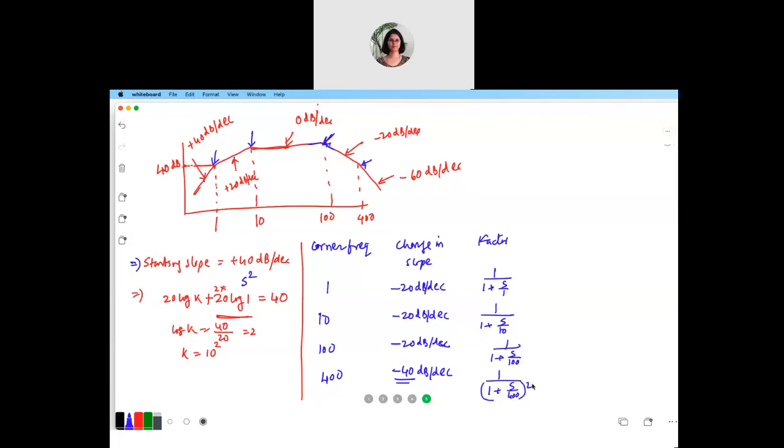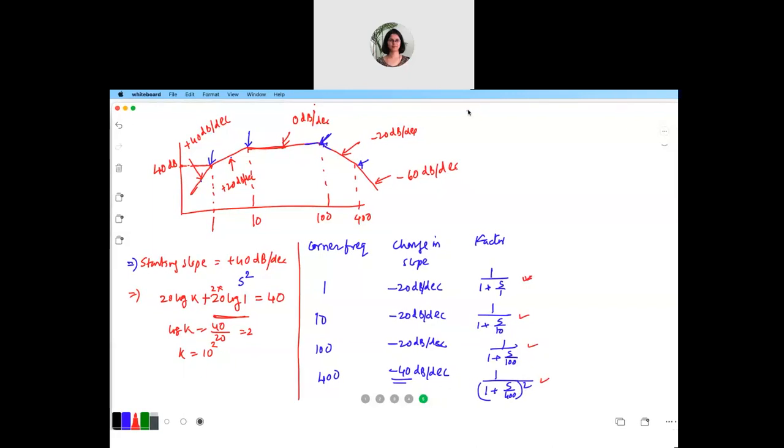That's it. Okay. Now I have a total of 6 terms. This is one term, s square, this is K, then this is 1, third, fourth, fifth, sixth. All these terms you can multiply and write the final transfer function. How do I write that? I can just write all these terms combined and then write the transfer function. Let me write the transfer function now.